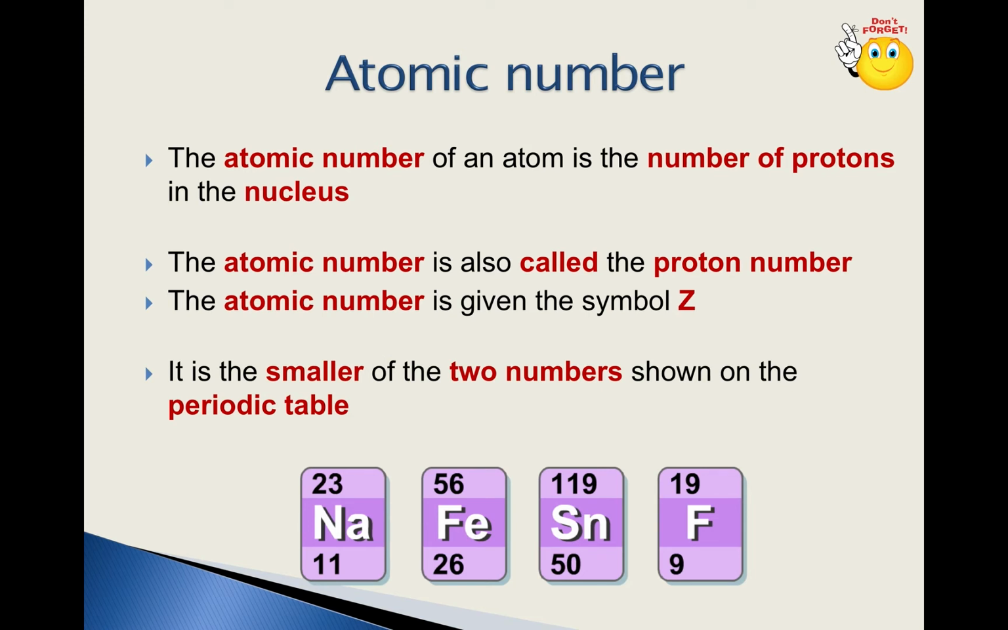We can see four pictures, one of sodium, one of iron, one of tin and one of fluorine. Sodium has 11 protons and therefore has an atomic number of 11. Iron has an atomic number of 26, tin has an atomic number of 50 and fluorine has an atomic number of 9. If the atomic number changes, the element also changes. So be careful when you are writing the atomic number and ensure you copy it accurately from the periodic table.